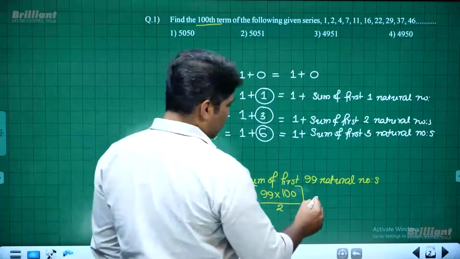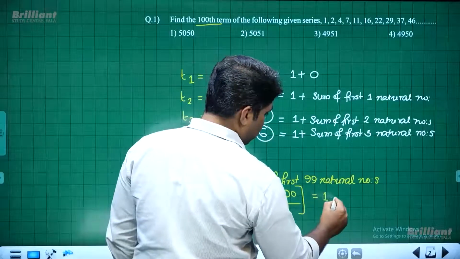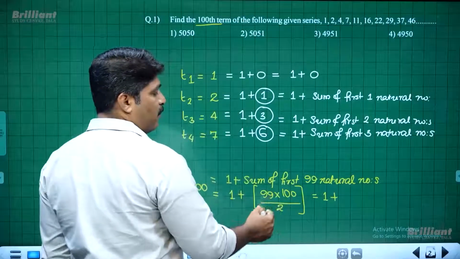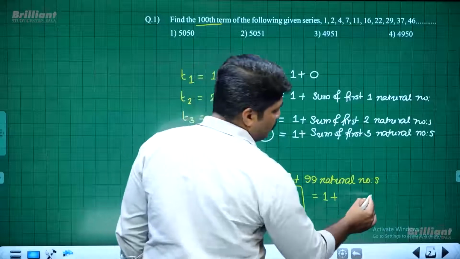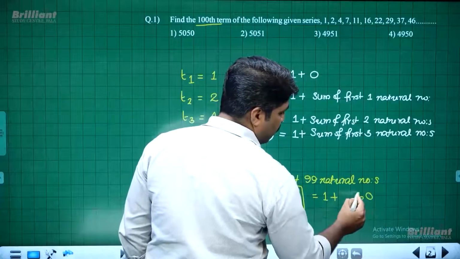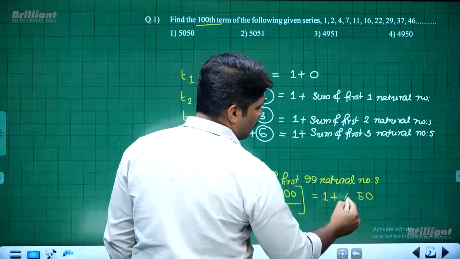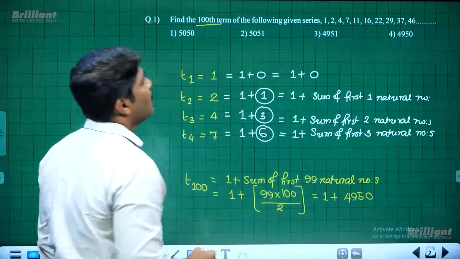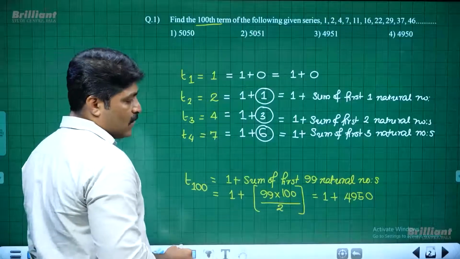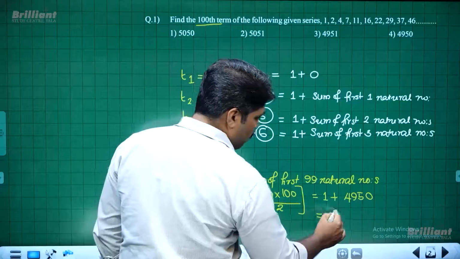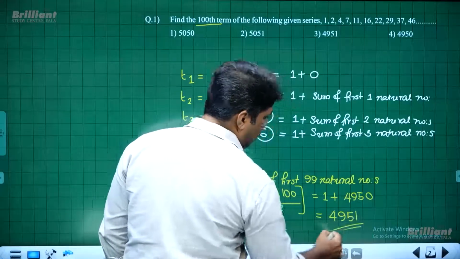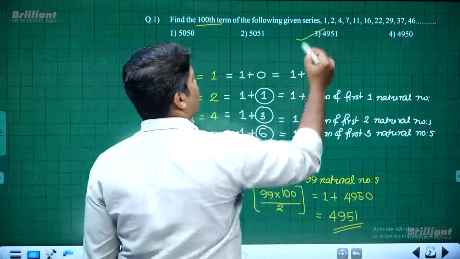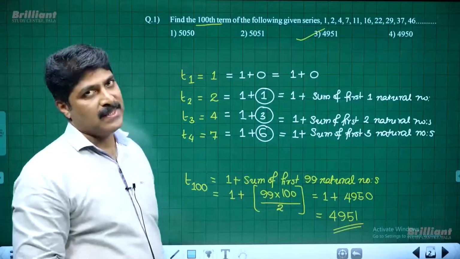After simplifying this, it is 1 plus 50 into 99. So 0, 5 into 9 is 45, 4 is there, 45 plus 4 is 49. So our final answer becomes 4,951. So this is the answer.